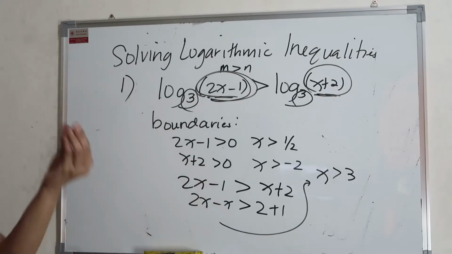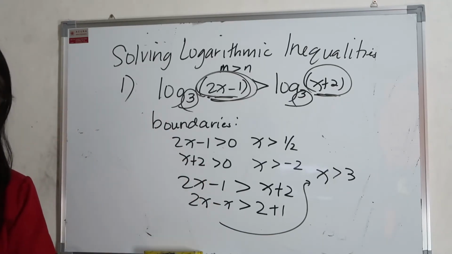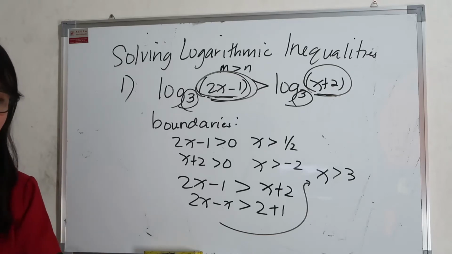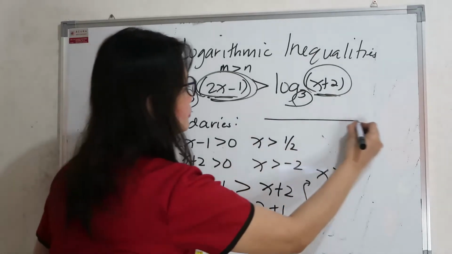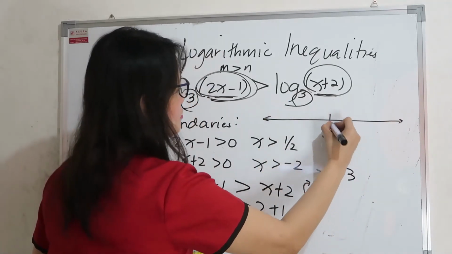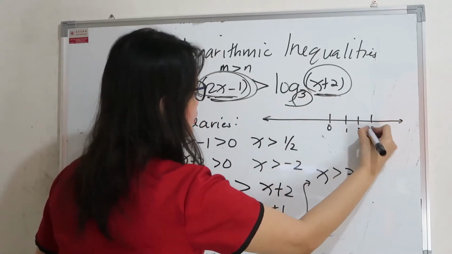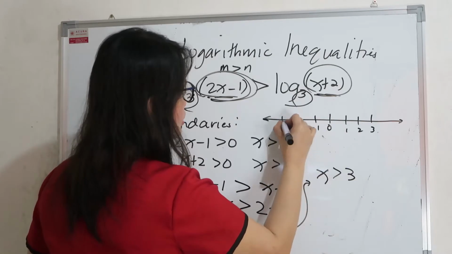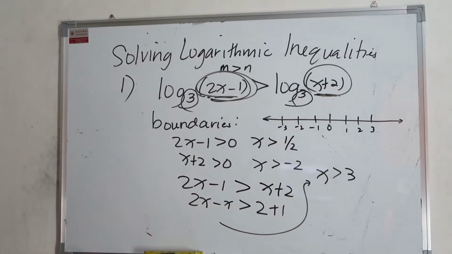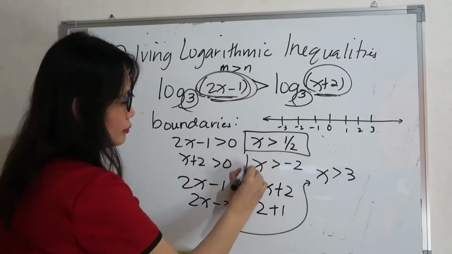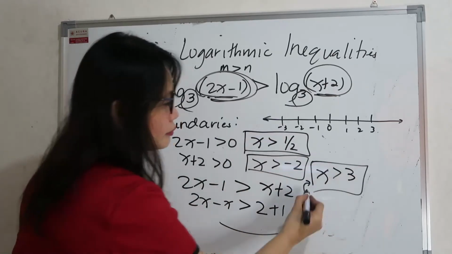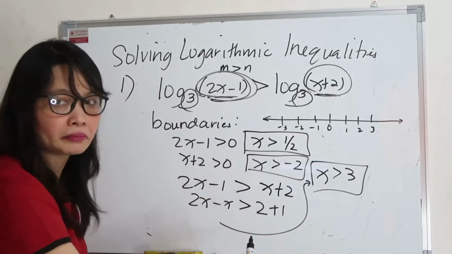Now the question is, how do we determine the solution set? You need to draw a number line. So we have 0, 1, 2, 3, -1, -2, -3. Next, we need the boundaries and then your answer.